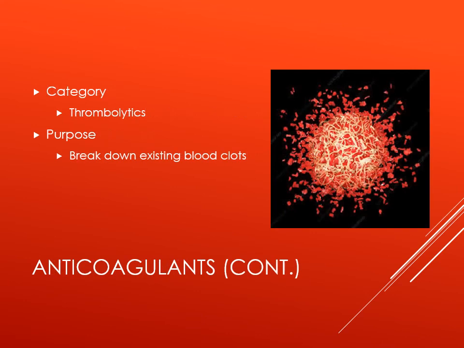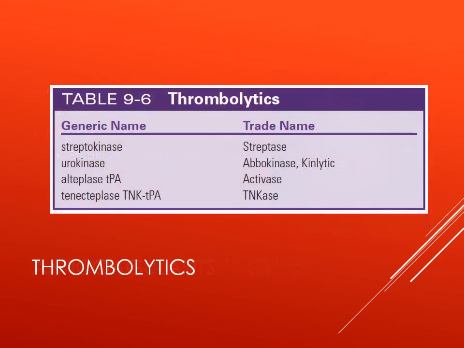The third and final type of anticoagulant are thrombolytics. So these actually help to dissolve existing blood clots. You can see this table in your book, but it's going to give you the generic and brand names for various thrombolytics. You may be familiar with them, but they're not as common as hemostatic agents and anticoagulants.